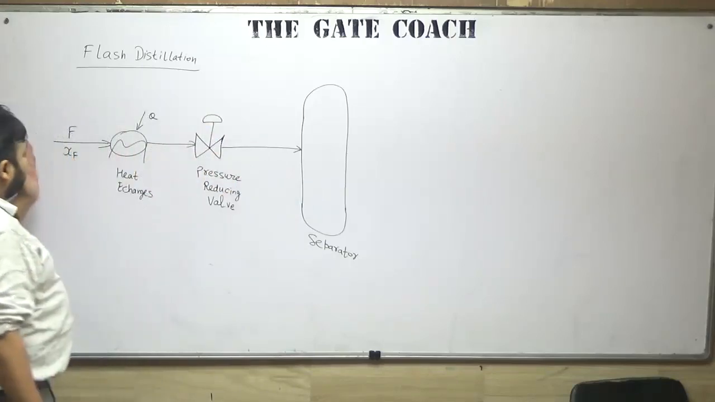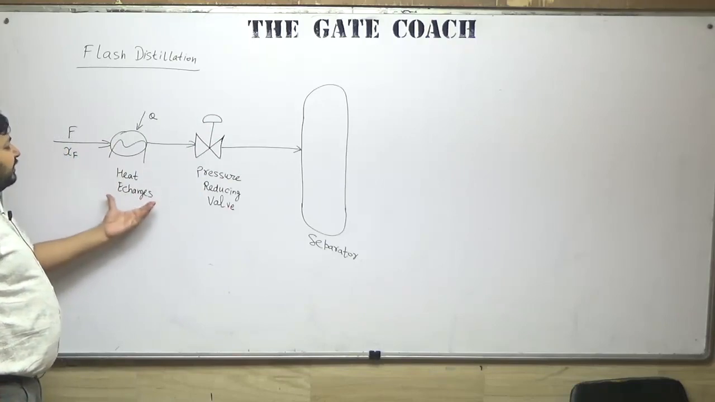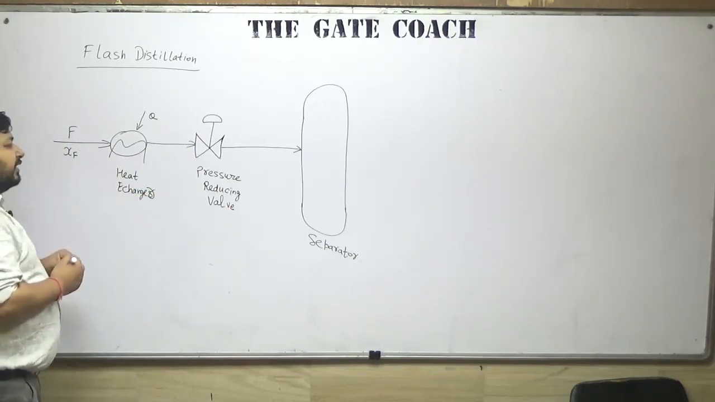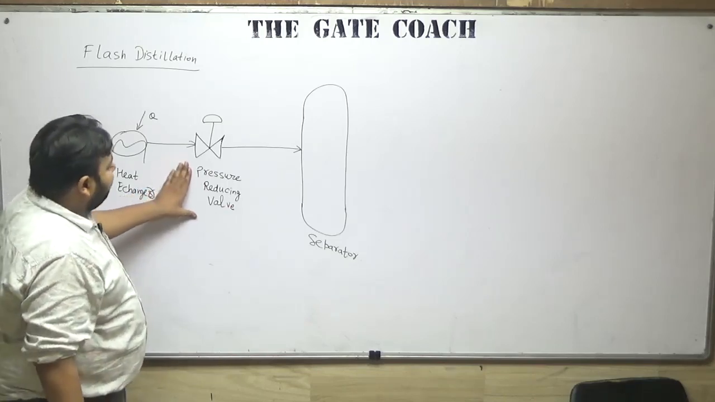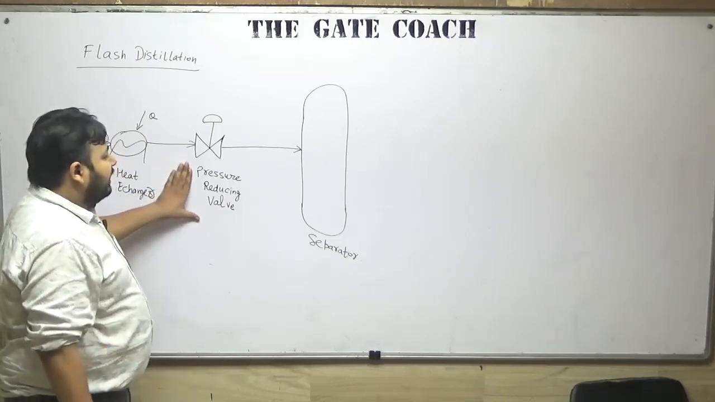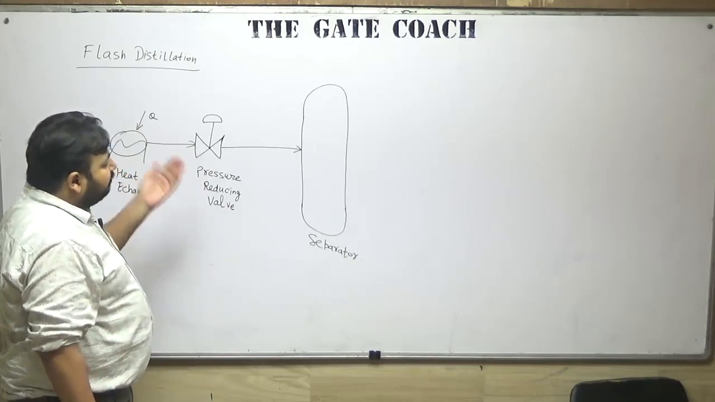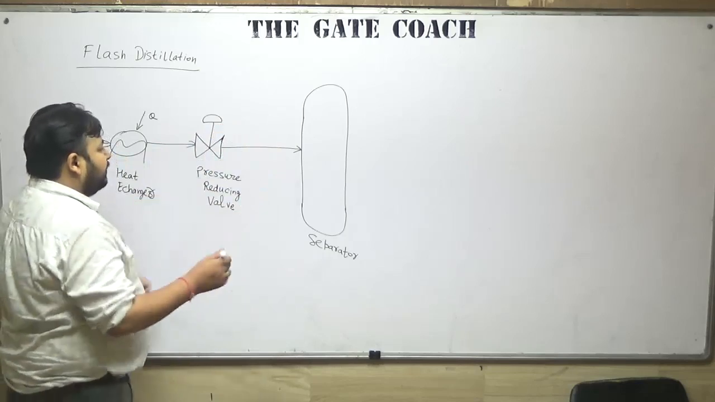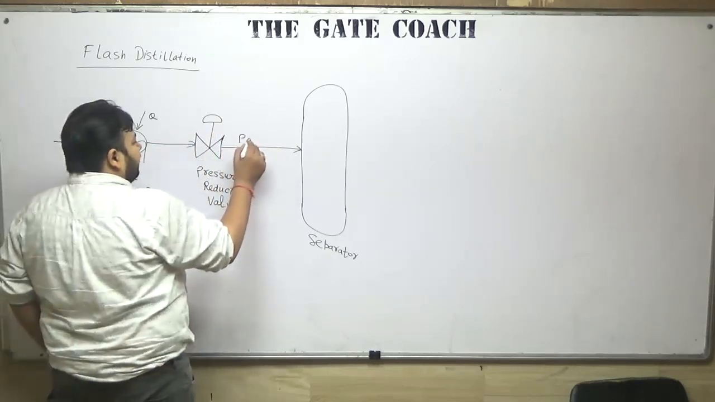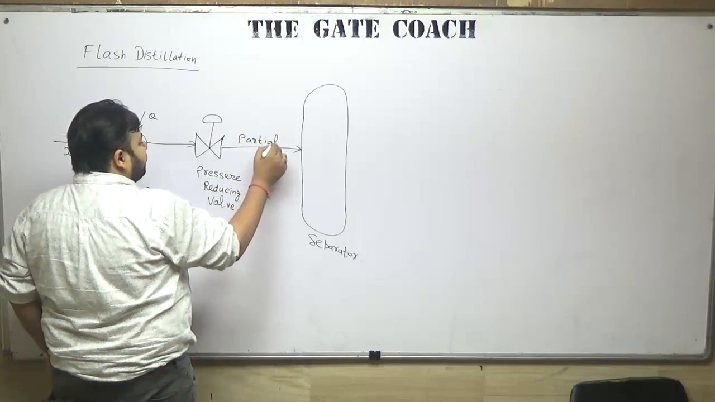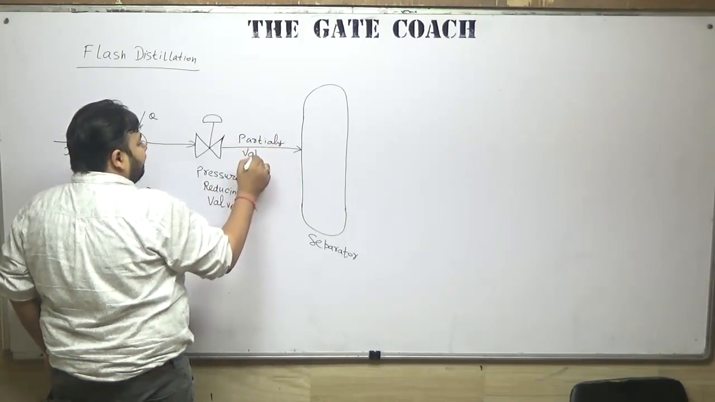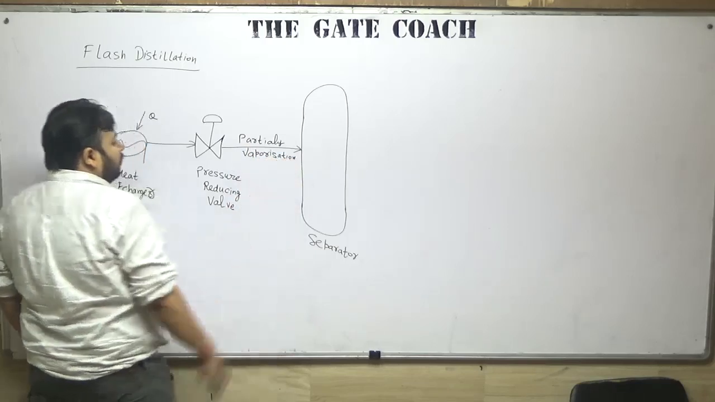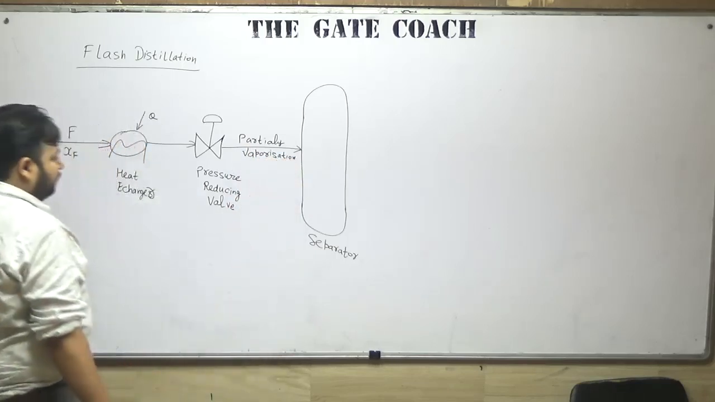ठीक है, so first of all the feed is preheated with the help of heat exchanger, इसे मैंने प्री हीट कर दिया. Then it is passed through the pressure reducing valve through which the throttling happens and sudden expansion takes place. Because of that sudden expansion, the feed becomes partially vaporized. So this feed is a partially vaporized feed. And partial vaporization we achieve with the help of the valve.